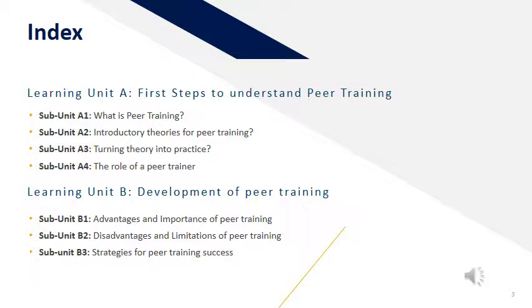In Learning Unit B, we talk about the development of peer training. In subunit 1, we will talk about the advantages and importance of peer training. In subunit 2, we'll talk about the disadvantages and limitations of peer training. And in subunit 3, we'll talk about the strategies for peer training success.